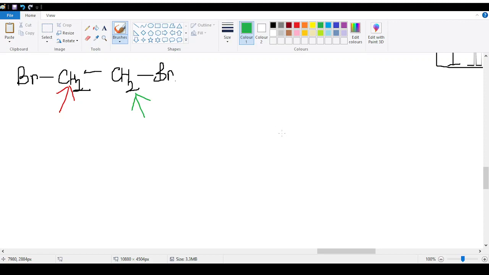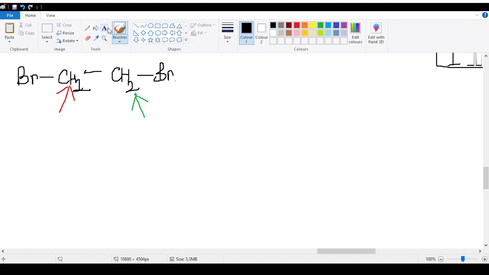Do you think they have same environment, different environment, or what? I guess both don't have the same environment. Why not same? Like one of the hydrogen, like H2, is combined with CH2 and Br. And what about the other one? CH2 and Br as well. So same, right? Yeah, it's actually the same from both sides. So there will actually be only one type of chemical environment. Yes.